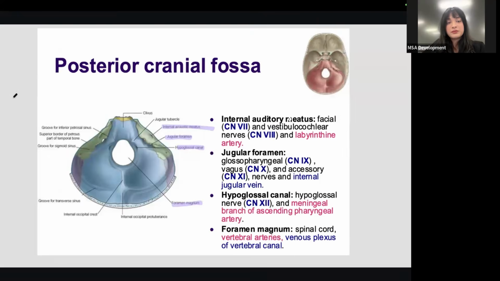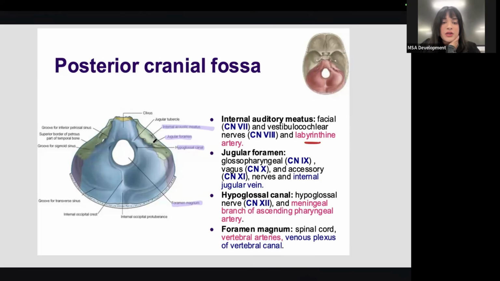Okay. Then you have posterior cranial fossa. This one is very simple. We start off with the internal auditory meatus, okay? So this is over here. It transmits the facial and the vestibulocochlear nerve, so 7 and 8. We just talked about 7 and 8, plus the labyrinth artery. So it goes into the inner ear and the middle ear.